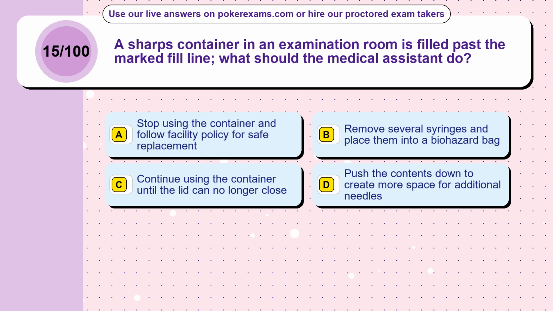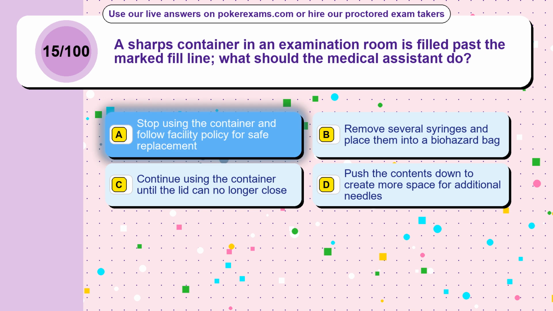Question 15. A sharps container in an examination room is filled past the marked fill line. What should the medical assistant do? Option A. Stop using the container and follow facility policy for safe replacement. Option B. Remove several syringes and place them into a biohazard bag. Option C. Continue using the container until the lid can no longer close. Option D. Push the contents down to create more space for additional needles.